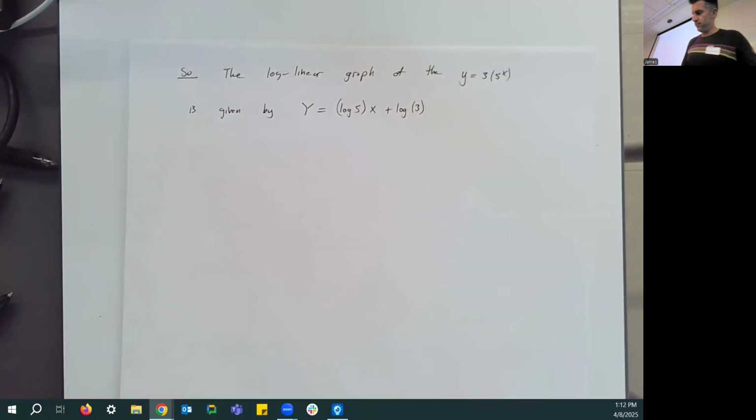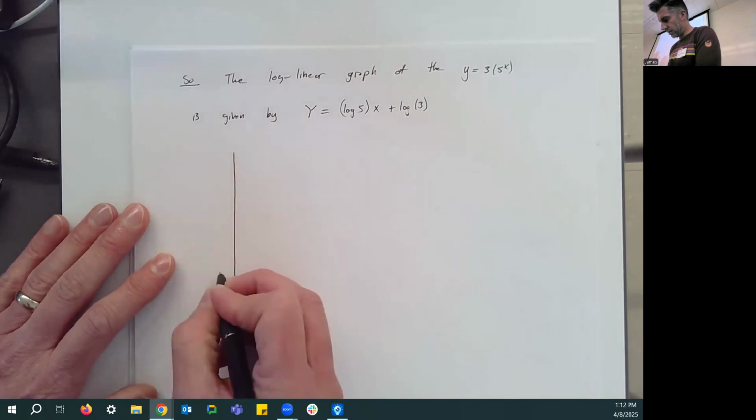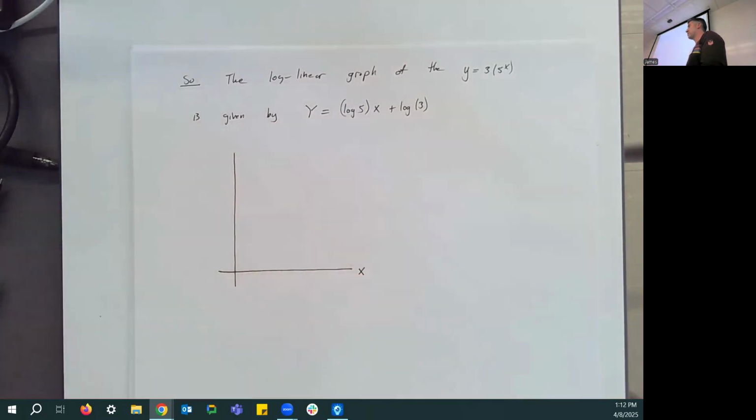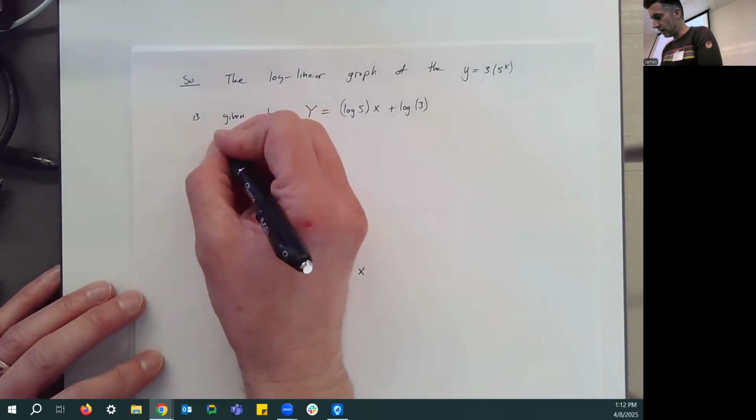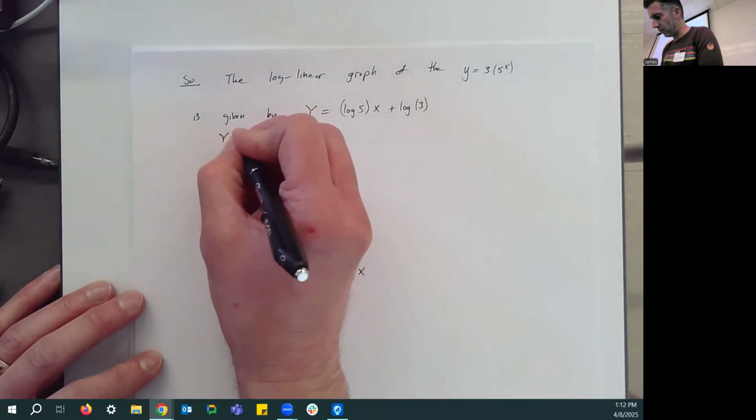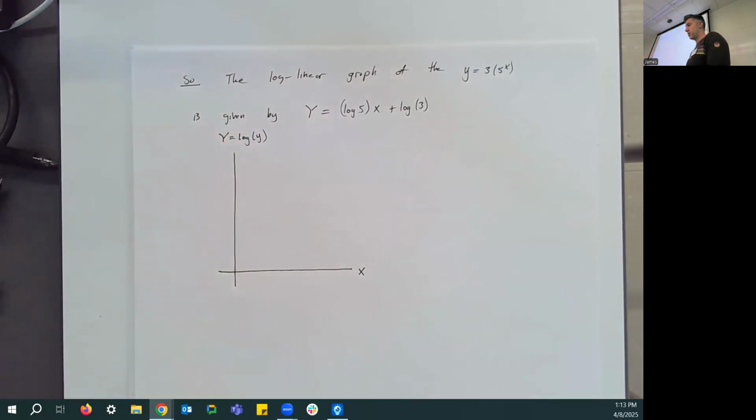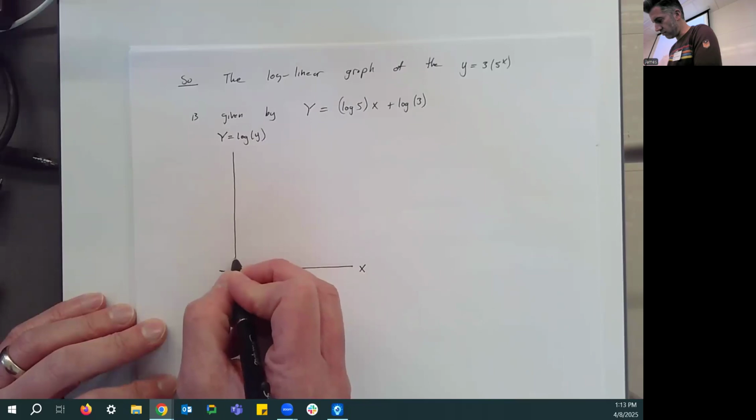So the idea here is that on our x-axis, we have regular x, but our y-axis is no longer regular y. It's the capital Y, which is equal to log of regular y. And it's going to look like the following.